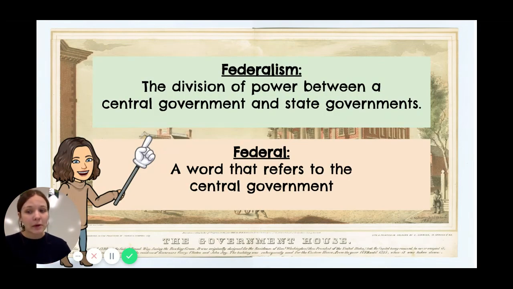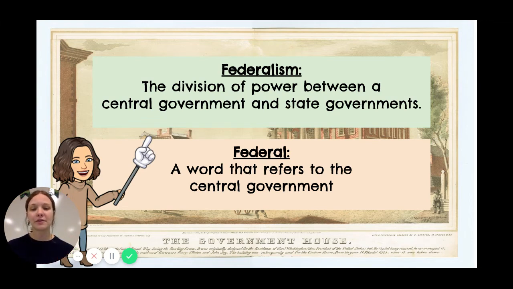So we said we would be able to understand the definition of federalism. Well, here it is, friends. The division of power between a central government and state governments. So what I'm explaining to you, because I'm saying that there's a bigger government and then each state has their own government, that division of power, the separation of power, that is federalism. The idea that there would be a central government or the principal, and then there would be state governments, the teachers, that division of power is called federalism.